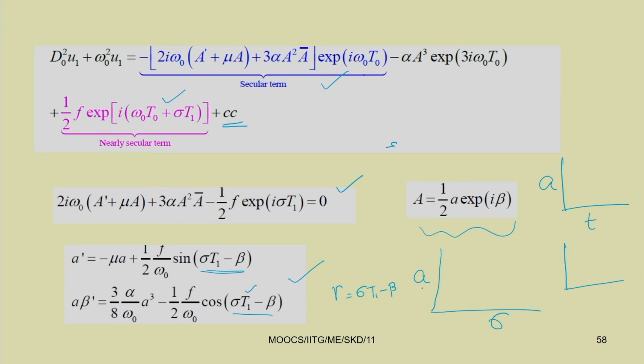Similarly, the second equation can be written. You just see gamma equals this. So, gamma dash, that is d gamma by dt 1, will be equal to sigma minus beta dash, where d beta by dt 1 equals beta dash. So, gamma dash equals sigma minus beta dash, or beta dash can be written as sigma minus gamma dash. By substituting this here, we can write the second expression.